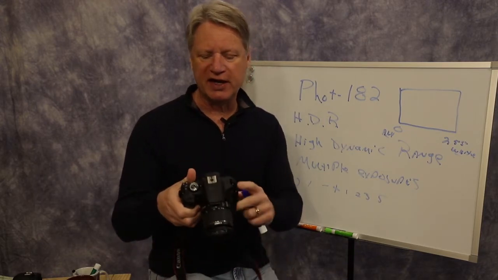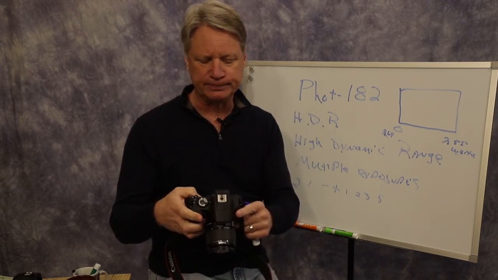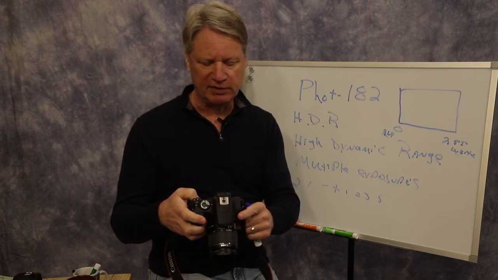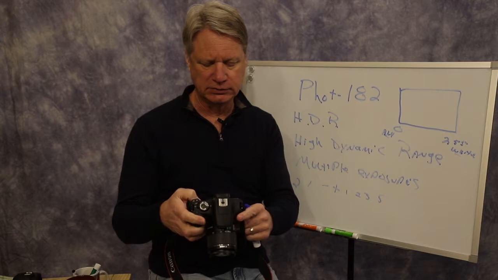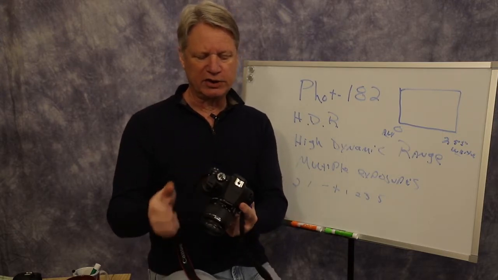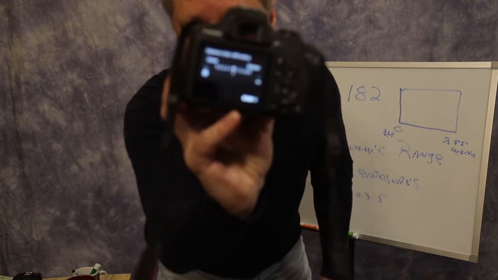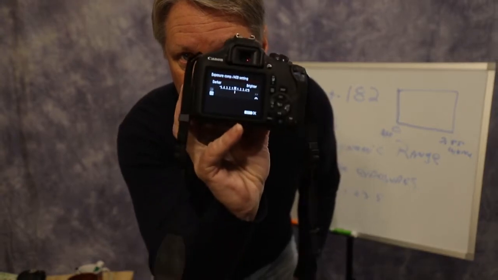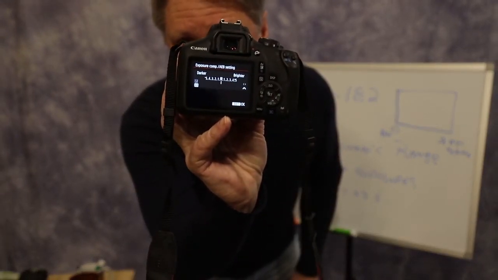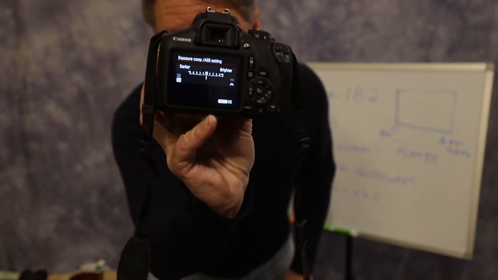So if you get out your cameras and look in your menu, let me find it here. I know where it is. I'm going to find it. Here it is. Auto exposure, you'll get something that looks like this. Let me get it to focus. There. You get something that looks like that. It looks kind of like a light meter, right?